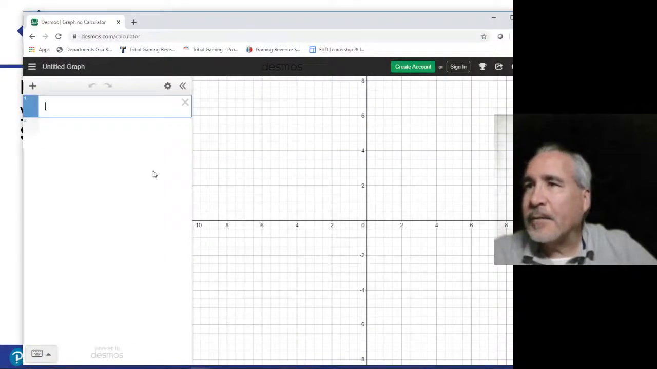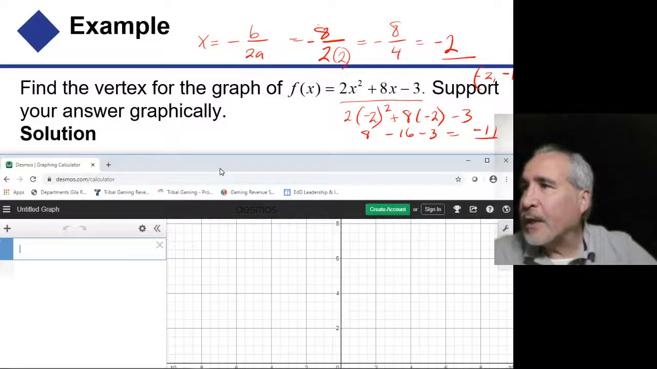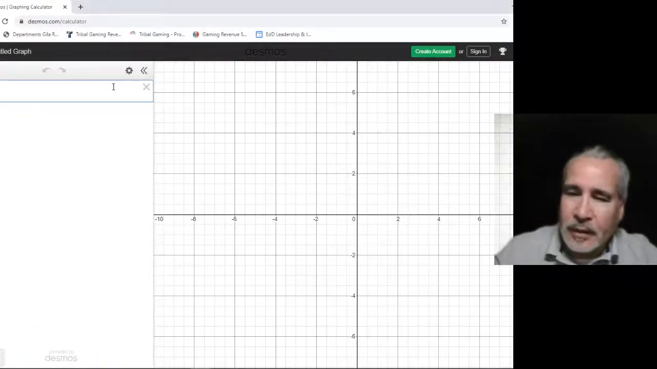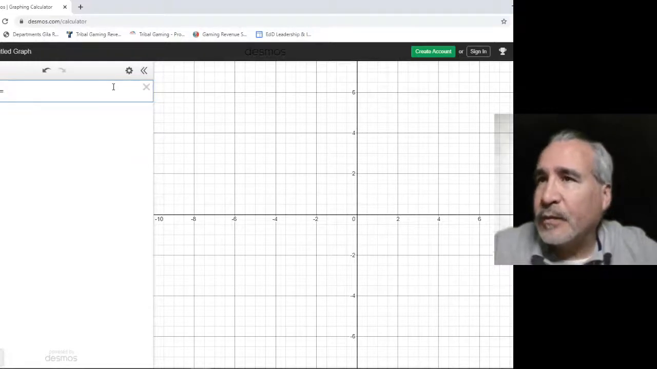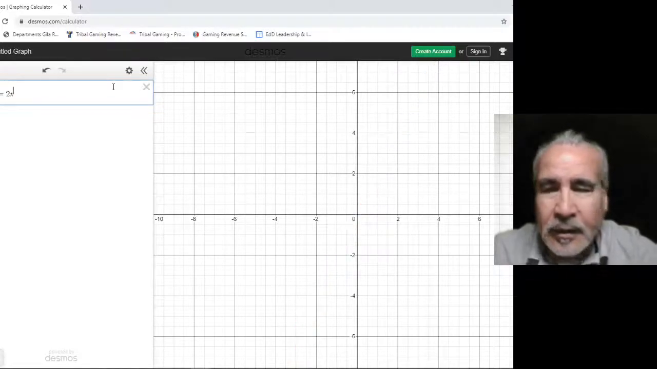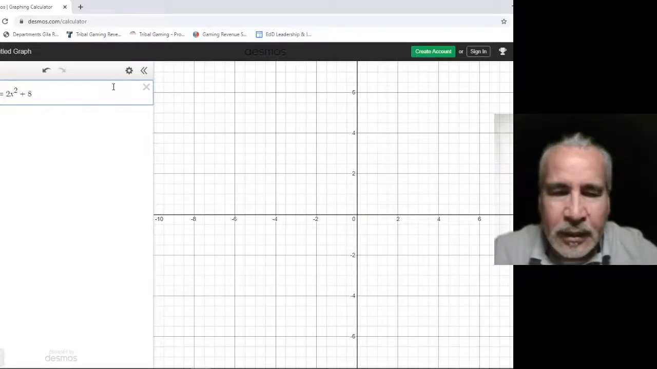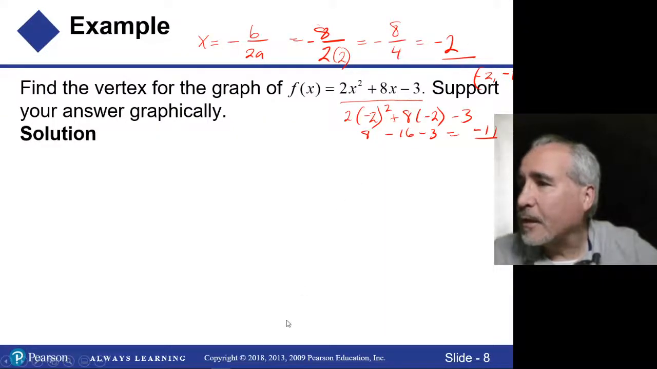Another way we could do this is graphing it. Let's go with this Desmos. So desmos.com, graphing calculator, 2x squared plus 8x minus 3. So we could just type it. I'm going to put y equals, just because it works. You don't need to have that, but there we go. And then I arrow over, what was it, plus 8, or was it minus 8x? It's plus 8x. Okay.